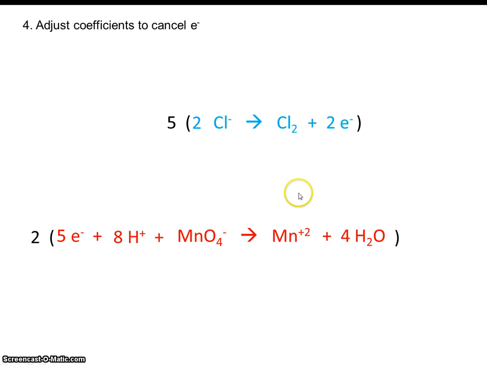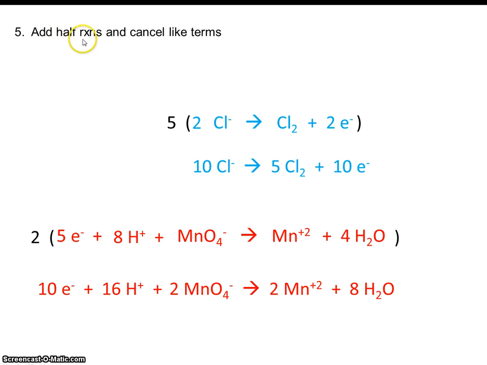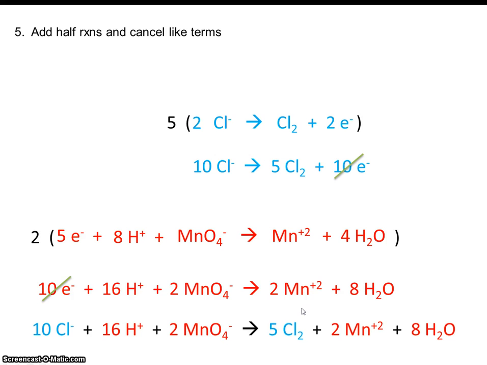What we'll create then will be 10 electrons, and of course over here 10 electrons as well. Now don't forget, you have to multiply each coefficient. So now we have 10 electrons on the right and 10 electrons on the left. Now step number 5, add half reactions and cancel like terms. So we can cancel everything that's similar. So we can cancel the 10 electrons on the right and the 10 electrons on the left. Now I don't believe there's anything else that we can cancel here. So let's go ahead and add these two reactions together.